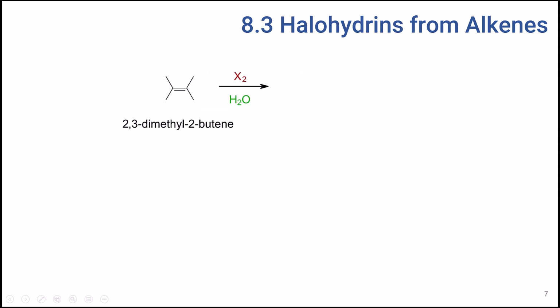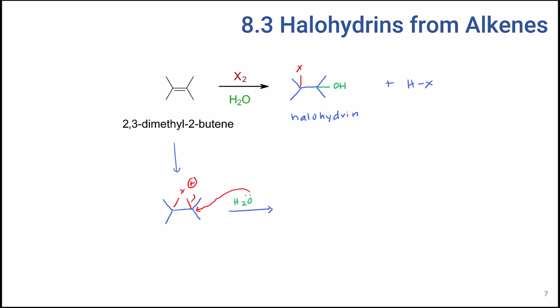Halohydrins can form from alkenes. So a halohydrin has a halogen, and the hydrin is the water part of it. So in this reaction, we're going to add one halogen and one water, and we're going to form the halohydrin. So one of the carbons of the double bond is going to get the halogen. The other one will get the alcohol. This is a halohydrin. We also form HX in the process. So again, we're going to form a bromonium or a halonium. And the water is going to do a nucleophilic attack on one of these sides here. That will open up, and then we form our halohydrin.